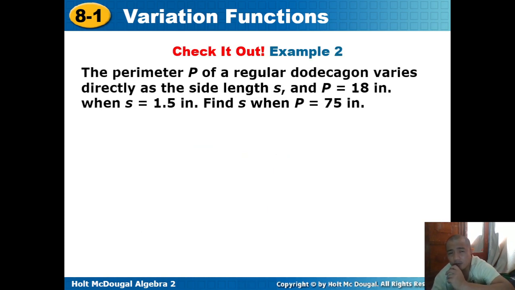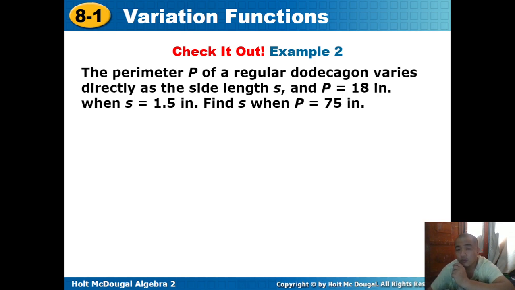Okay, another. The perimeter P of a regular dodecagon varies directly as the side length S and P equals 18 inches when S equals 1.5 inches. Find S when P equals 75 inches. So, pag direct variation, we can now be able to have method 2. Yes, perimeter varies directly as the side S. So P sub 1 over S sub 1 equals P sub 2 over S sub 2.